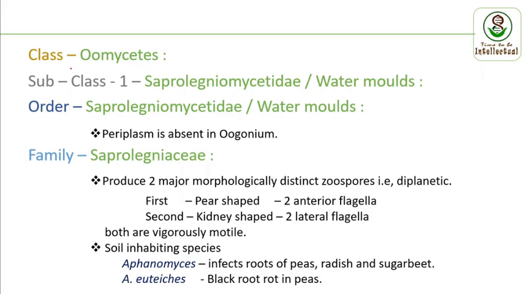Next comes the class Oomycetes. Under Oomycota, there is only one very important class, that is Oomycetes. Under Oomycetes, we see two subclasses. One is Saprolegniomycetidae. These are water moulds, and the order Saprolegniales.